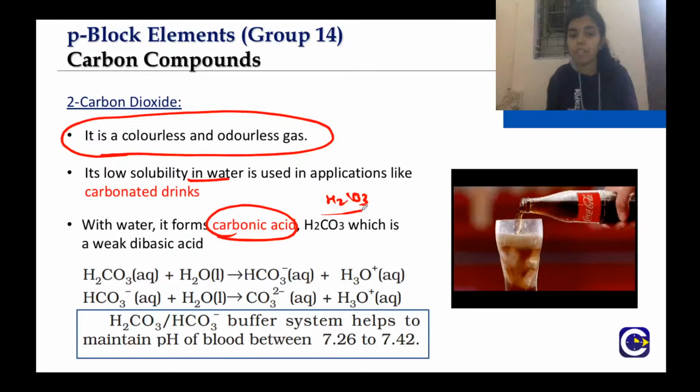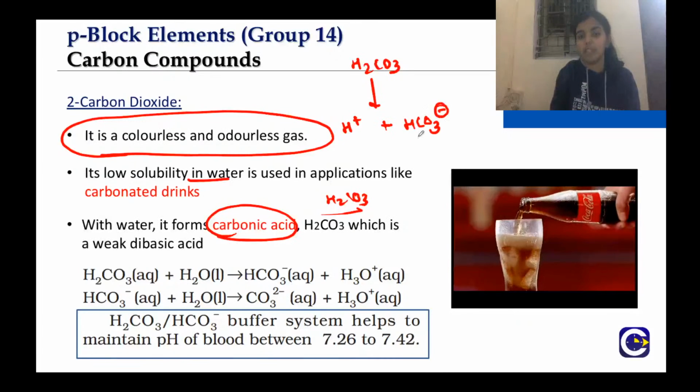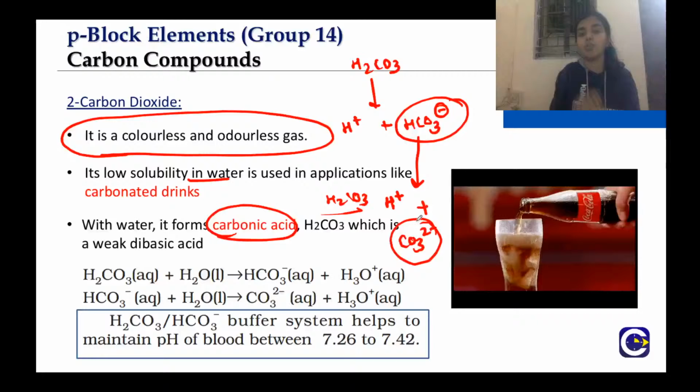Why is it a dibasic acid? Because the first time it will release 1 H plus, H2CO3 will form what? 1 H plus it will release and form HCO3 negative. Then again, this HCO3 negative will lose 1 H plus and form CO3 2 minus. So this is bicarbonate, and this is carbonate. So 2 H plus it can donate. That is why it is known as dibasic acid.